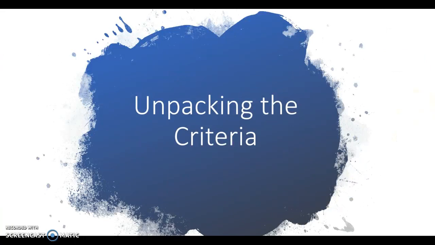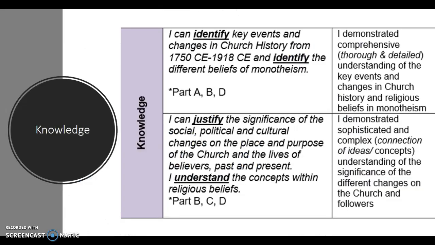So what I want to look at now is unpacking the criteria. And this is what we're really looking for in an excellent response. So there's the two parts, knowledge, and you'll see there's explicit parts of the exam that these come from. Now, can you identify key events and changes and identify different beliefs? So we're looking at your accuracy, and then we're looking at your answers, at your detail and the thoroughness of your knowledge and understanding.